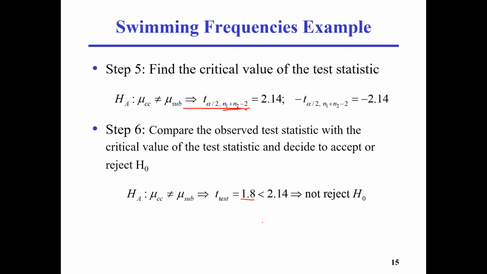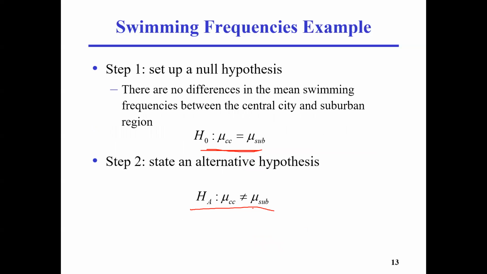So test value 1.8, smaller than what? The positive critical value. Then we know that this t-test value is within the not-reject zone, so we do not reject the null hypothesis. What's the null hypothesis? There is no difference in the mean swimming frequencies between the city center and the suburban region.